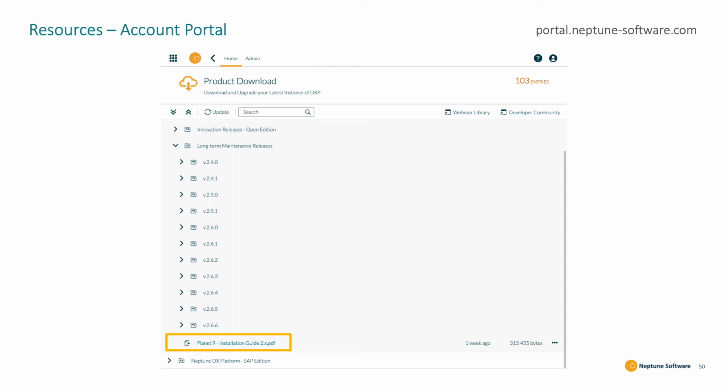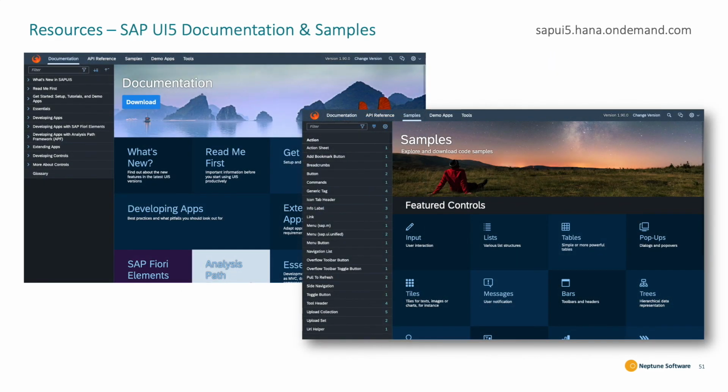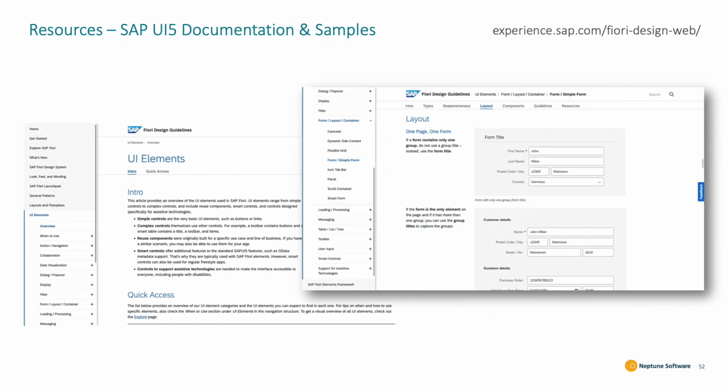Alongside all of this are resources provided by SAP. Documentation and samples around the OpenUI 5 framework can be very useful to explore to help further understand when and how to utilize all the various components. It's also worth checking out the Fiori Design Guidelines resources, as this can provide a lot of information about the best practices for utilizing the framework.